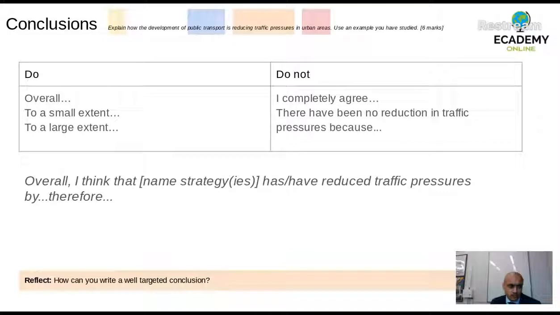Remember, overall, when you're answering an explain question, a 6 marker, you're not likely to need a conclusion. But if you insist on doing one, make sure that you write specific words, such as overall, to a large extent, to a small extent. Don't ever completely agree or completely disagree with a question that you might be asked. So in this case, you might say, overall, I think that the tram system or the metro system has reduced traffic pressures by, and then you explain why, and then therefore this has resulted in X or Y. So you're going back to the original question.